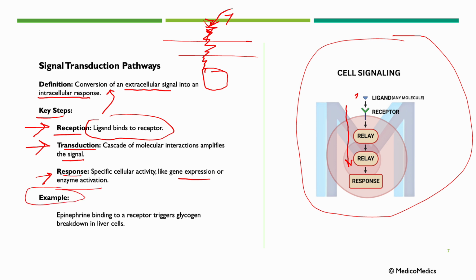An example can be epinephrine, right? Epinephrine binding to a receptor can trigger glycogen breakdown in liver cells. So if this was a liver cell and epinephrine binds to a receptor on its cell membrane, glycogen could start breaking down. That's a perfect clinical example of signal transduction pathways.